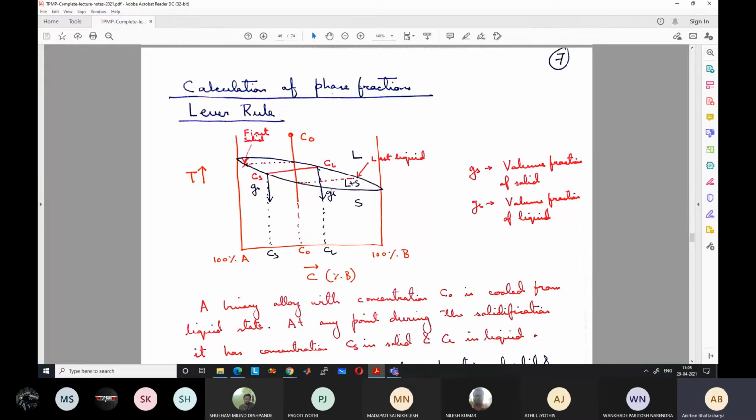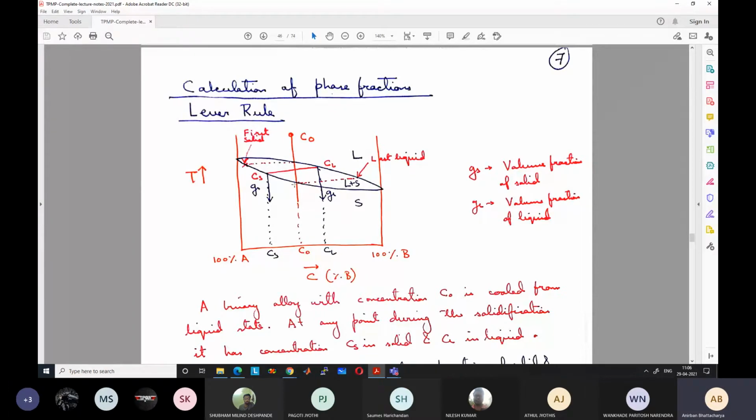Okay. Good. So we had discussed two types of binary alloy phase diagrams. What was a binary alloy? A mixture of two components like aluminum-copper, copper-nickel, aluminum-silicon. Any mixture of two components constitutes a binary alloy. And there were two types of phase diagrams. One in which both the elements were fully soluble in each other.